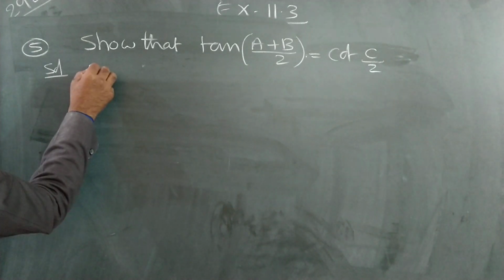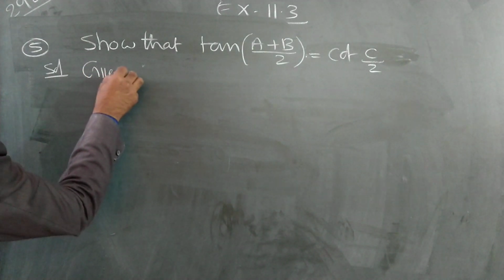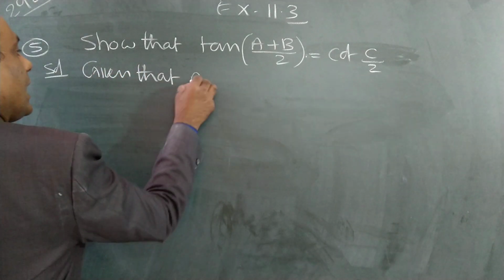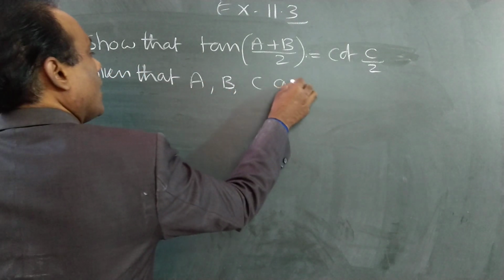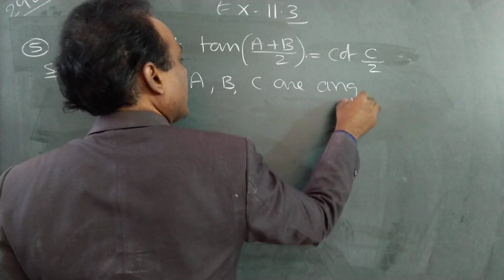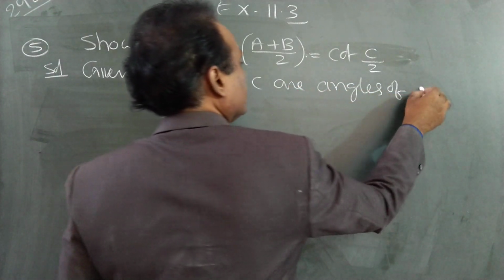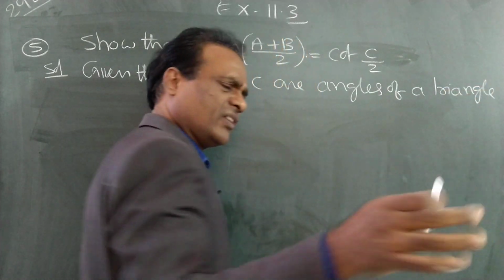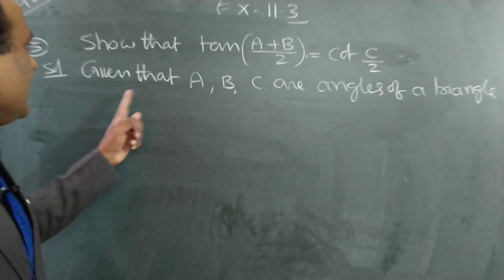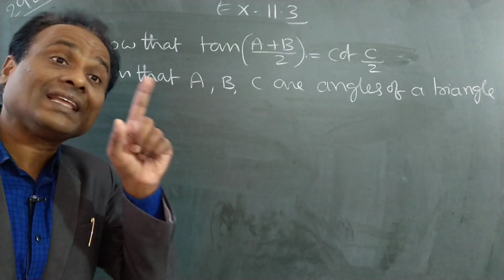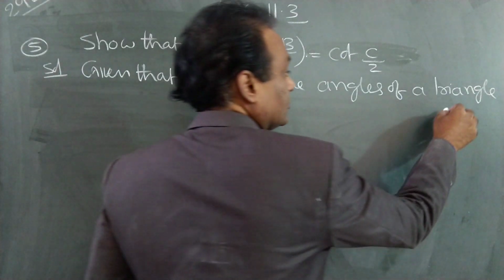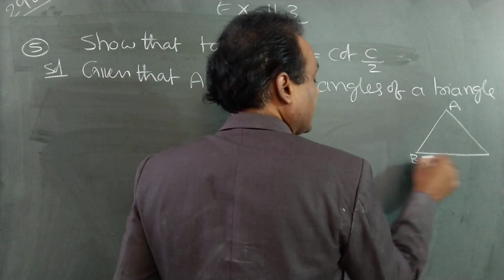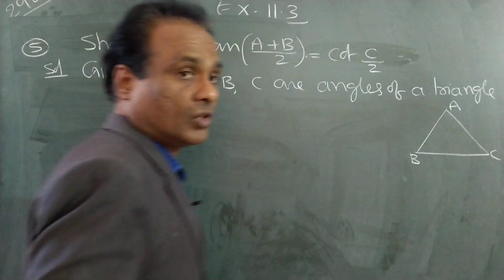See here. Given that A, B, C are angles of a triangle. Of course, interior angles, but simply angles also we can write. A, B, C are the angles of a triangle, that is given in the question.